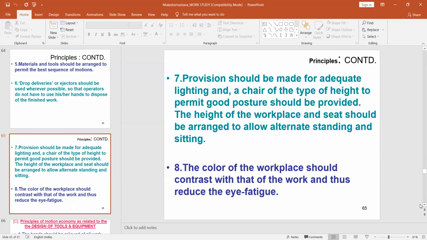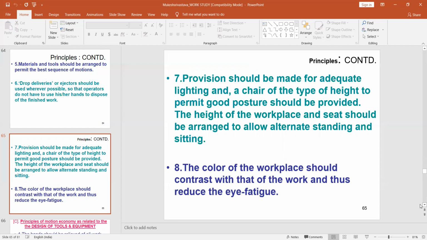So the height and the length of that particular workplace, and the adequate lighting, should be such that you can see clearly the machine, the operations, the different things you are doing on that machine, and the good posture. What is good posture according to you should be provided. So you need to make all the arrangements accordingly.